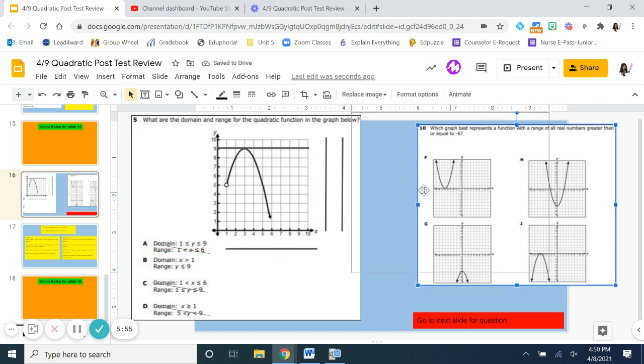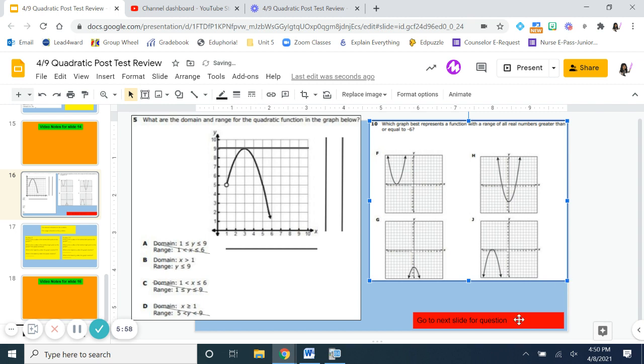All right, so that's number 5. And now let's look at problem 10.